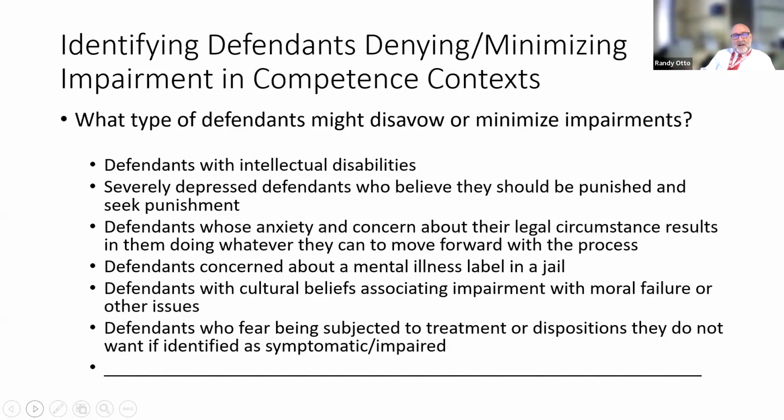So, and I invite you to chime in and add your responses to this question, but what types of defendants might disavow or minimize impairments? What type of defendants might be motivated to deny and minimize impairments they know they have in hopes of being adjudicated competent? I think in some cases, defendants with intellectual disabilities may be sensitive to being perceived as having lesser ability. They may be motivated to hide some of their deficits.